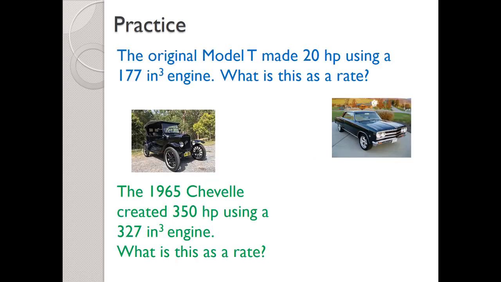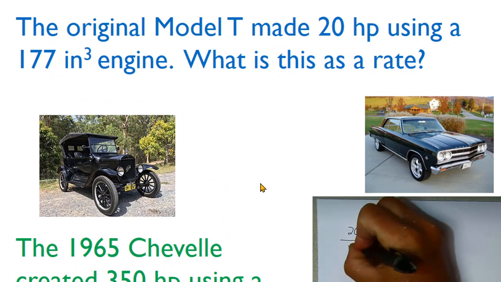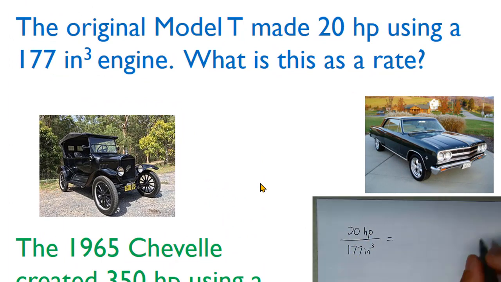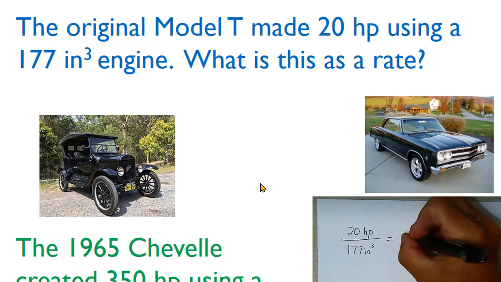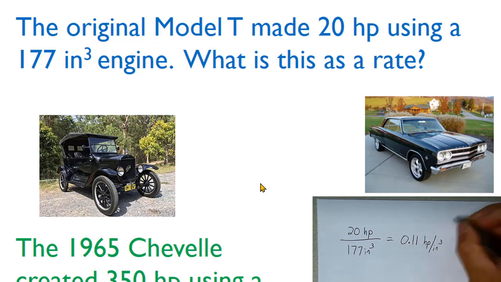Okay, so here's an example. The original Model T was rated for 20 horsepower in 1903. It had a 177 cubic inch engine. The question is, what is this ratio as a rate? Well, that means that we can take 20 horsepower over 177 cubic inches. And if you divide 20 by 177, you'll get 0.11 horsepower out of each cubic inch. That was one early way to measure engine efficiency, 0.11 horsepower per cubic inch of engine displacement.